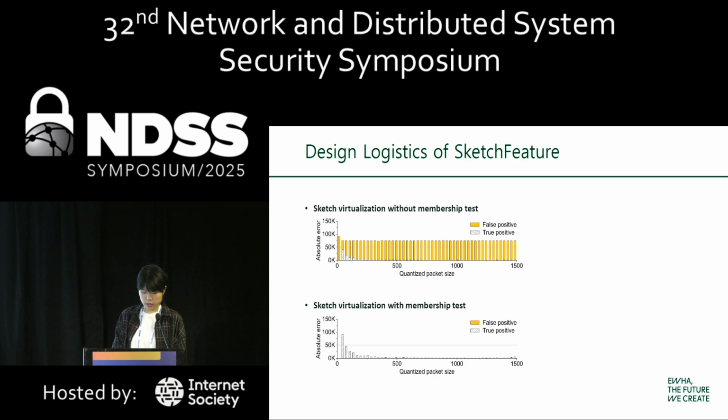So the first figure highlights that in sketch virtualization, false positive errors caused by phantom decoding, which are indicated in yellow, exist alongside true positive errors indicated in gray. But after applying the membership test, which is the bottom figure, the false positives are effectively reduced, enhancing feature extraction accuracy.